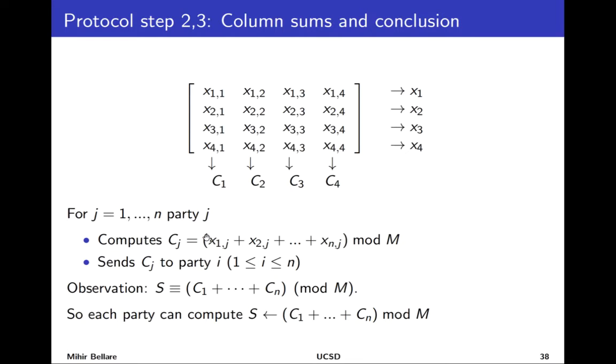So each player computes the sum of all the values it received in the prior round. And then they simply broadcast those values. So they send their column sums to every other player. And now everybody has these column sums. And of course, if you add those up, you just get the sum of the entries in the matrix, which is what we're looking for. And so everybody now has that sum.